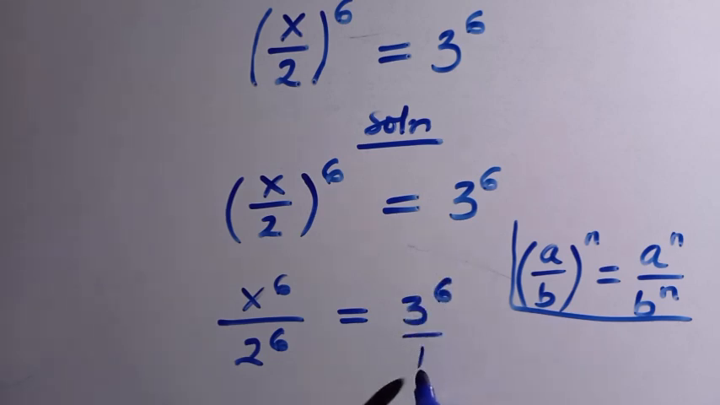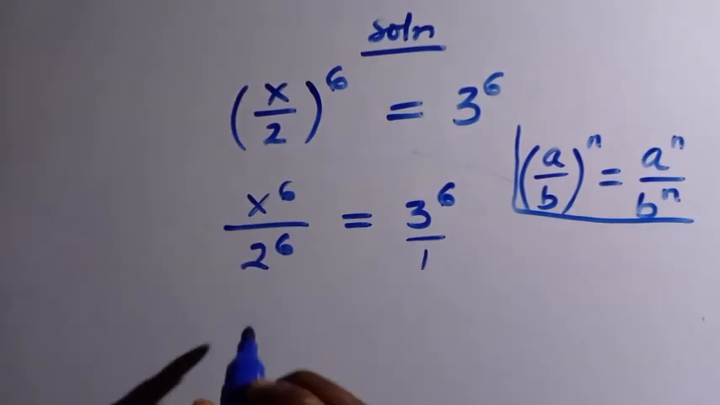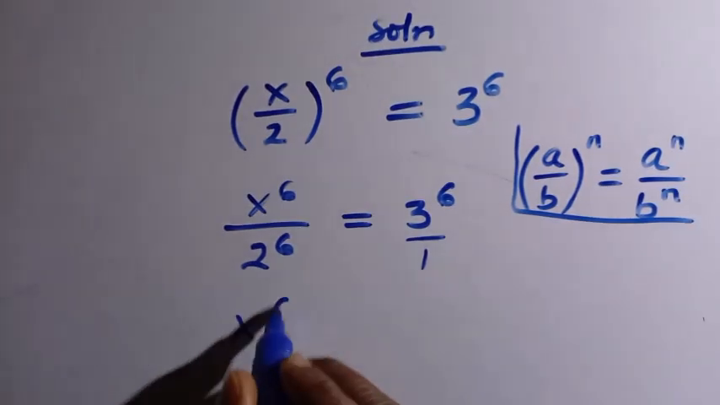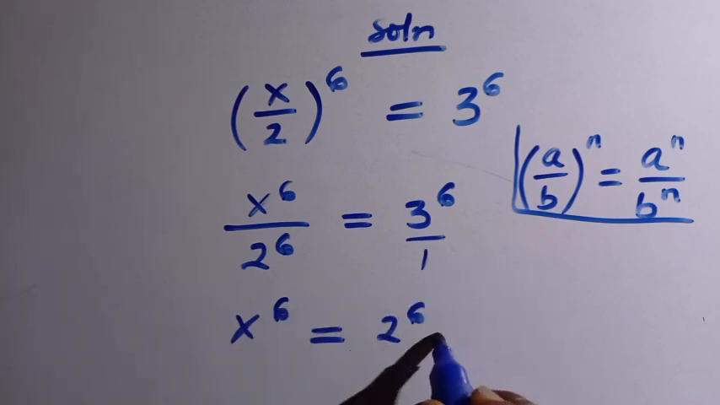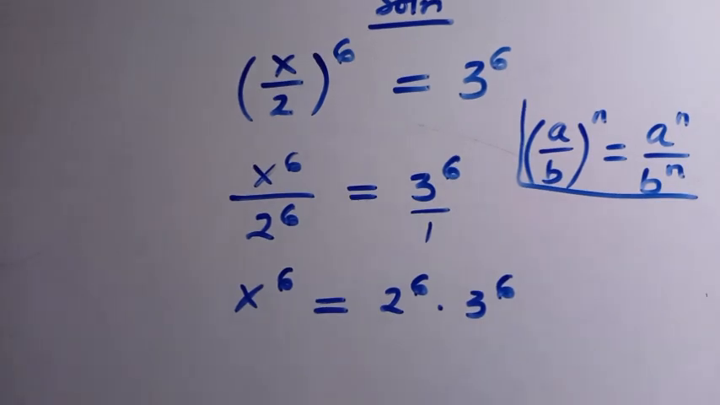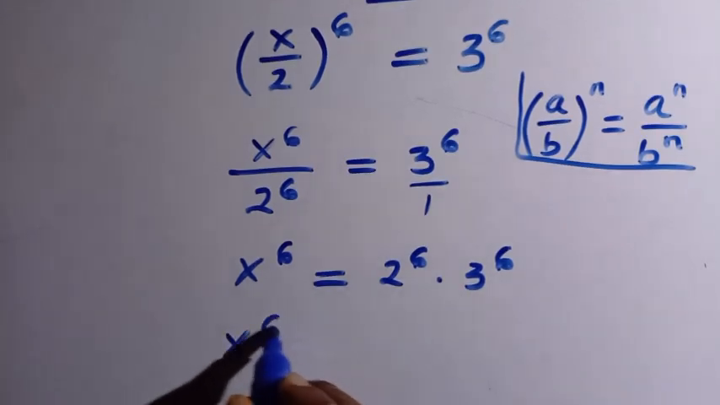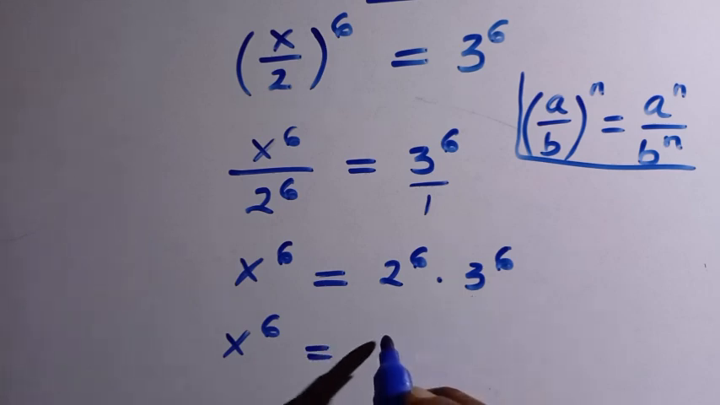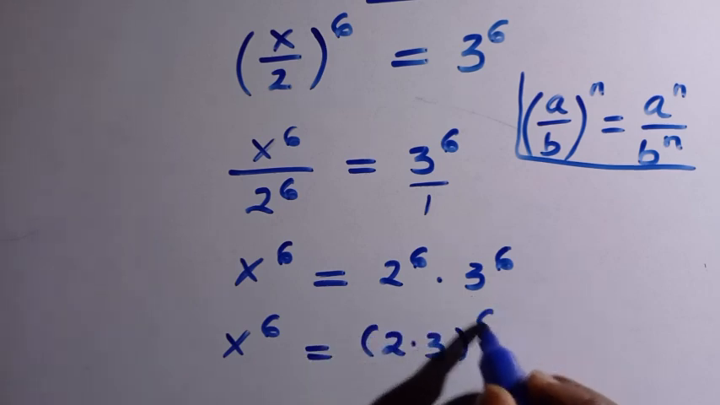Then if this is over 1, we are going to cross multiply so that we have x^6 equals 2^6 multiplied by 3^6. Then here we have the same power and different bases. So what we do here is multiply these together as 2 multiplied by 3, and everything raised to the power of 6.